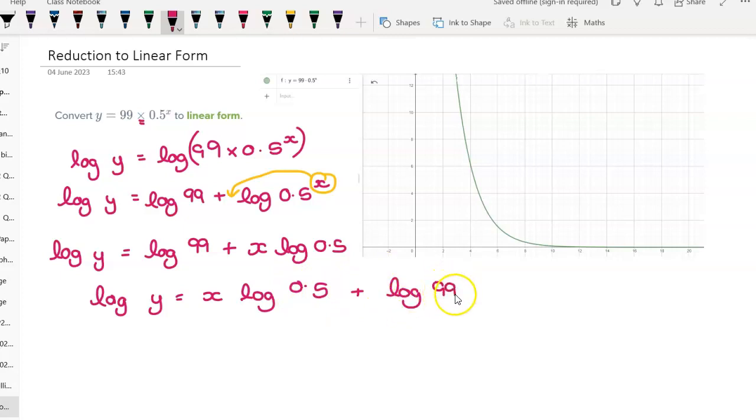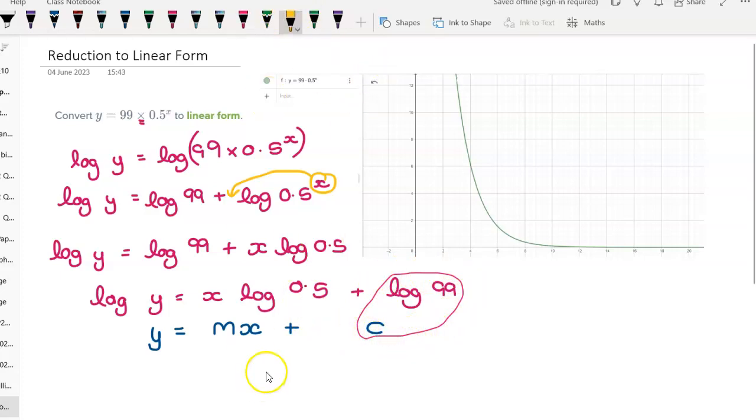I've not changed anything. Right, now if we compare this to our equation of a straight line, y equals mx plus c, you can see what I'm doing here. Our plus c bit is the log of 99. Our x is x there, so our m is log 0.5, and our y equates over here to this log y here.